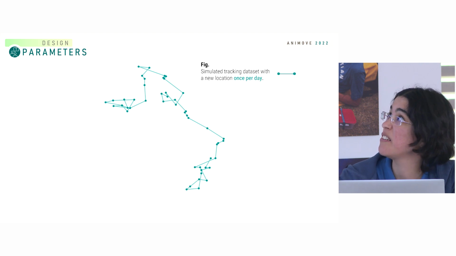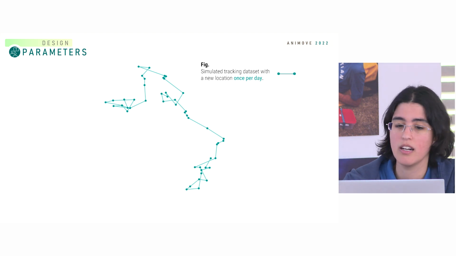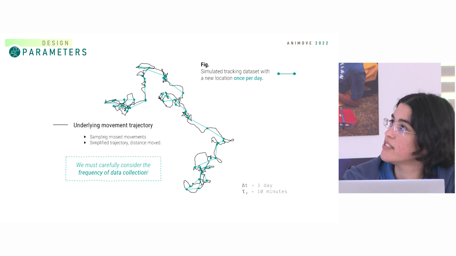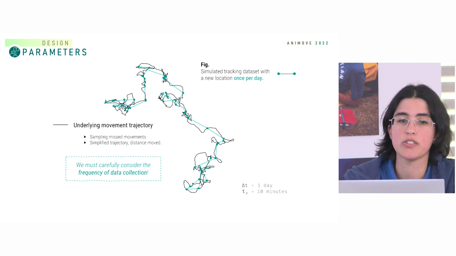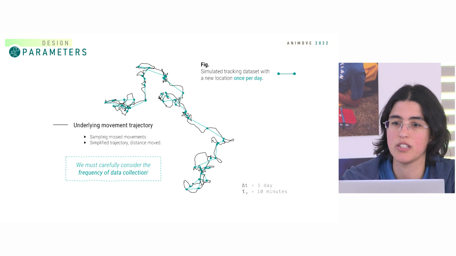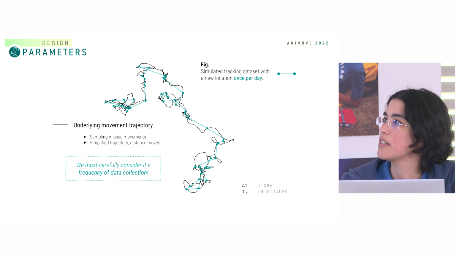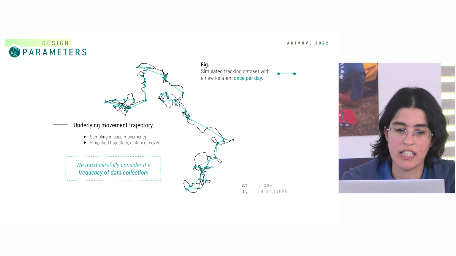So for example, here we have a simulated tracking data set. It's a new location once per day. And we can see here, if we actually want to resolve and have a higher resolution, we're missing out on a lot of these trajectory specifics that we potentially would want to consider. This is the same problem that I showed earlier with the shy birds, bold birds, and the vessels and the fish. So it's important to consider that your frequency of data collection could miss movements, and by simplifying trajectories, also simplifying distance moved.